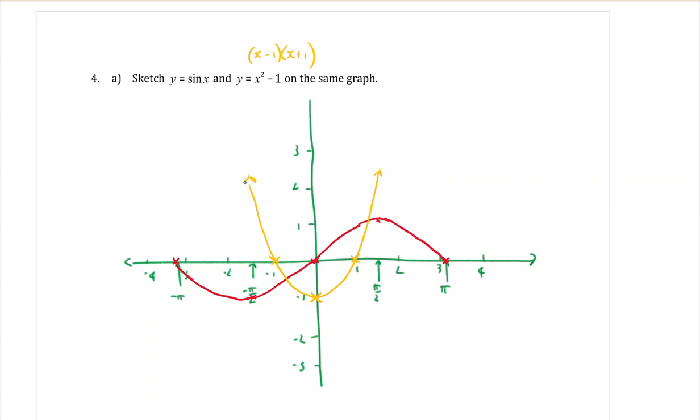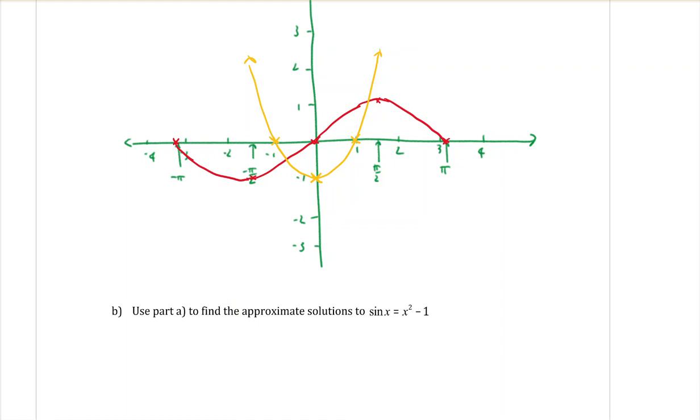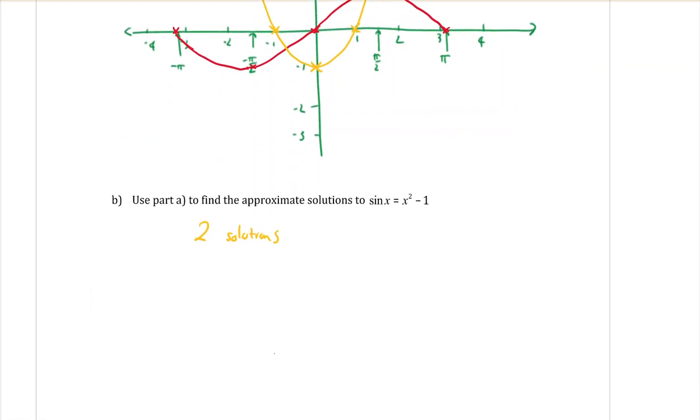Then in part B, it says to use part A to find the approximate solutions to sine x equals x squared minus 1. They are the two graphs that we have drawn, which means the solutions are the points of intersection. So how many points of intersection do I have? 2. So 2 solutions.